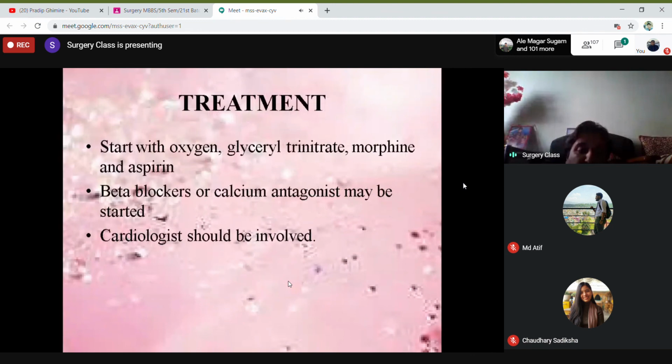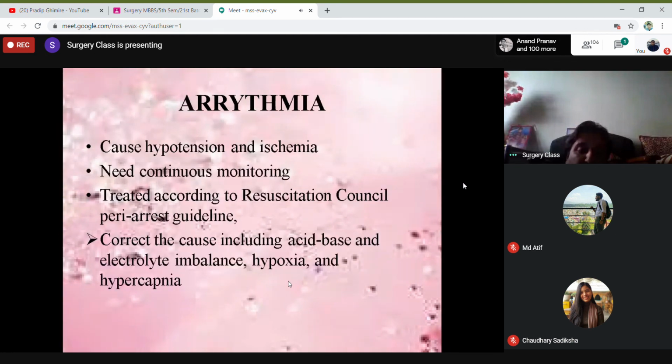If it is myocardial ischemia, you will see changes in the ECG, and then you have to start oxygen, then give glyceryl trinitrate, morphine, or aspirin, and beta blockers or calcium channel blockers may be started, and a cardiologist should be consulted. Arrhythmias occur because of hypotension and ischemia, so they need continuous monitoring. You have to resuscitate, and correct the acid-base imbalance, electrolyte imbalance, hypoxia, and hypotension.